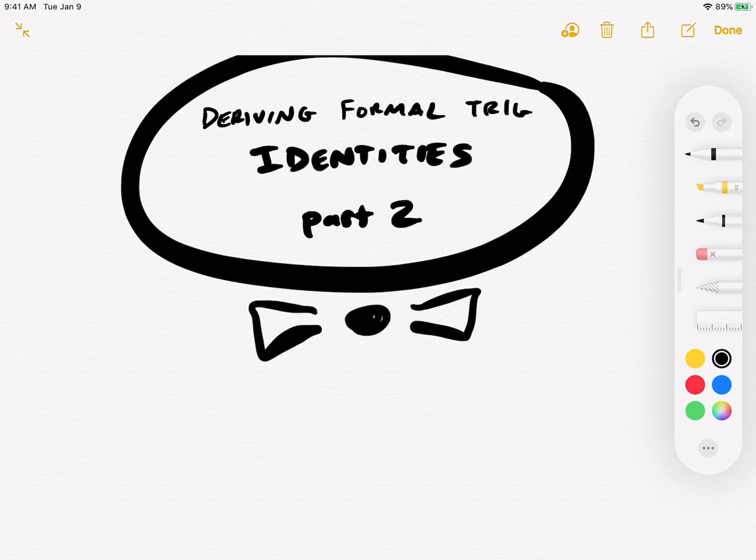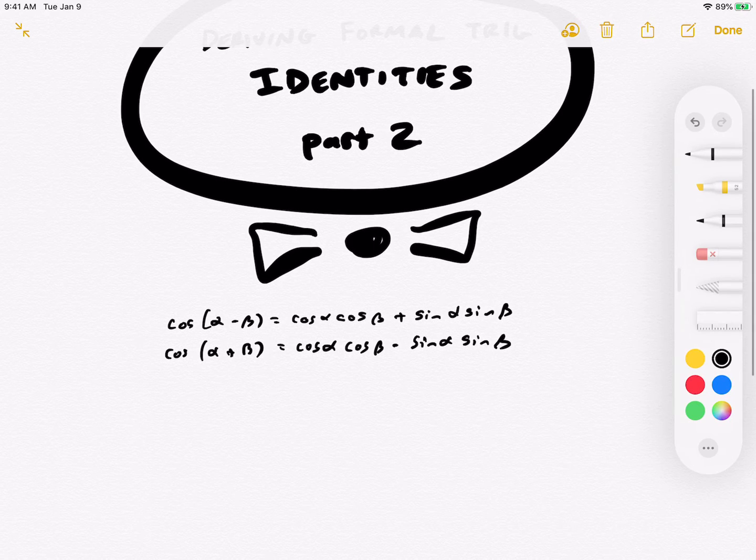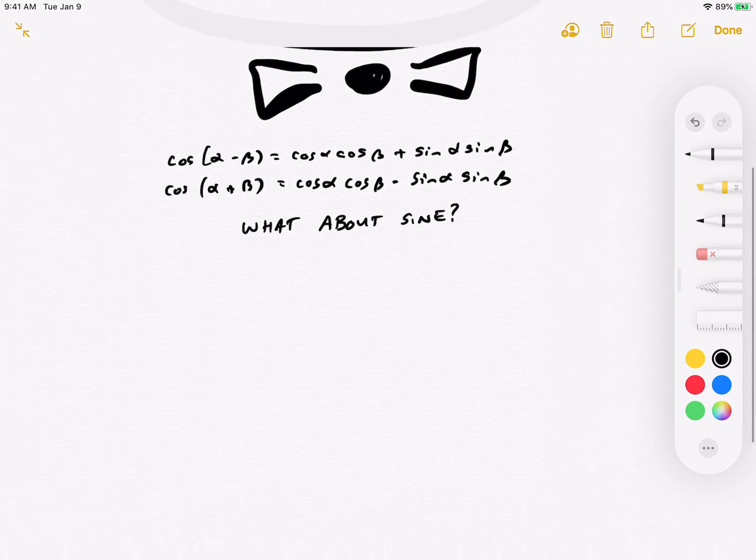Okay, here's the second part of these videos on deriving these formal trig identities. In this one, we'll pick up where we left off, which was we had these identities for cosine's difference, cosine alpha cosine beta plus sine alpha sine beta, and cosine's sum, which we saw maybe they're going to be kind of useful. Sine alpha sine beta. And what we'd like to do now is come up with some similar formulas for sine and for tangent. So first, sine.